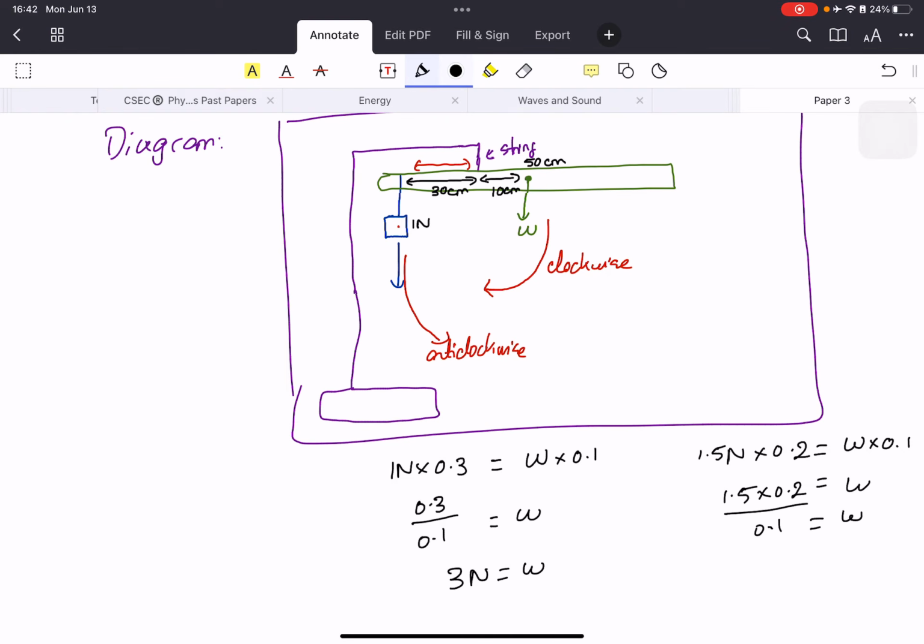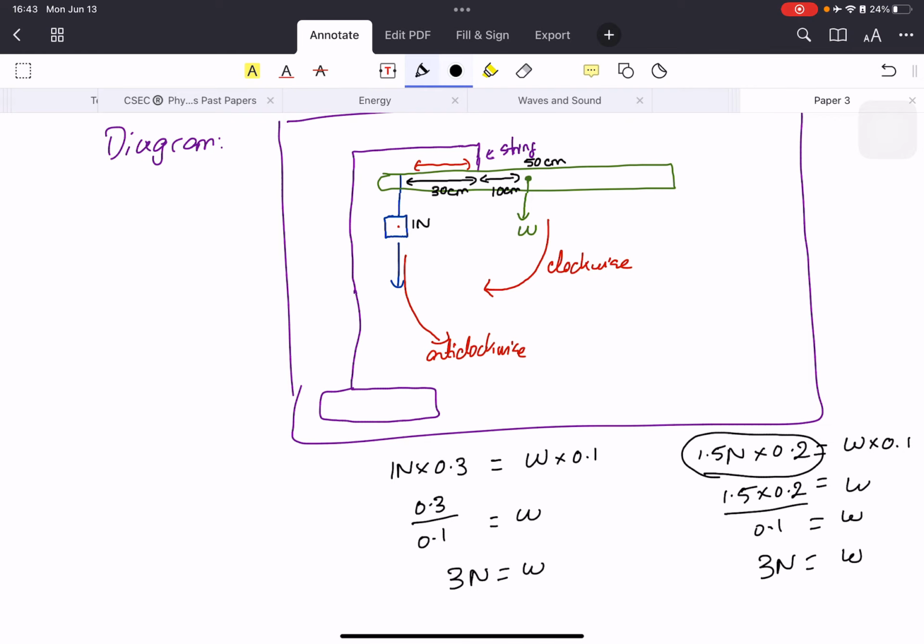Let me just put this in the calculator to see if by chance we get the same thing. Give me a second. Alright, so 1.5 by 0.2, and then divide that by 0.1. Yep, so we get 3 newtons is the weight. So you see how we adjusted the values here, by simply putting in some more weights or adjusting the distance between the weight and the string or the pivot, and we get back the same weight. So this is how you repeat the experiment a couple of times to get different values.